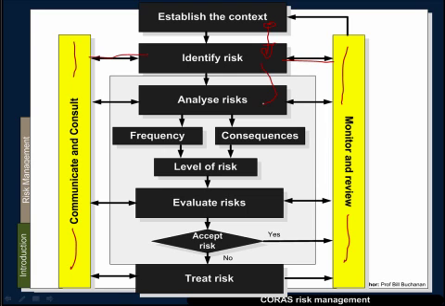We then analyze the risks. What is the frequency of it? What are the consequences? And then for this we can define what the level of risk is. So with this we can go back to our probabilities of these risks occurring. Then we can evaluate them in some way, and at the end we can say whether we accept the risk or we don't.